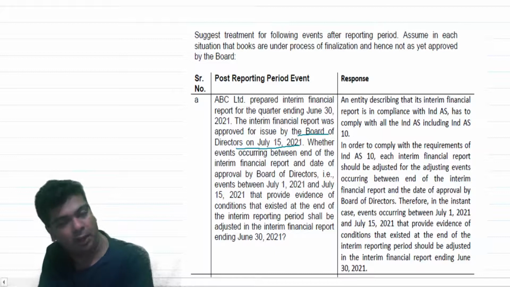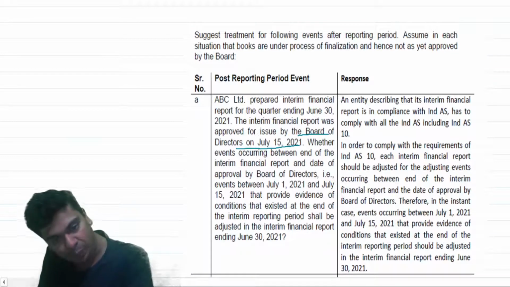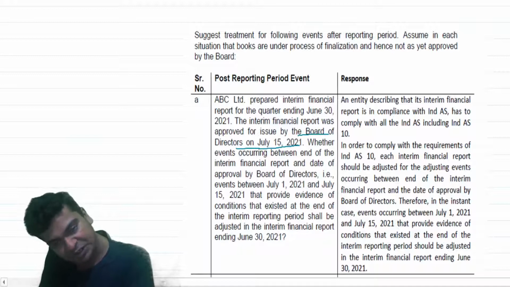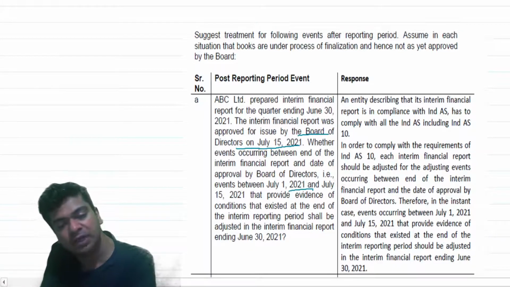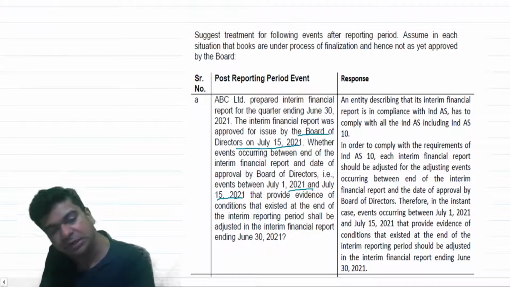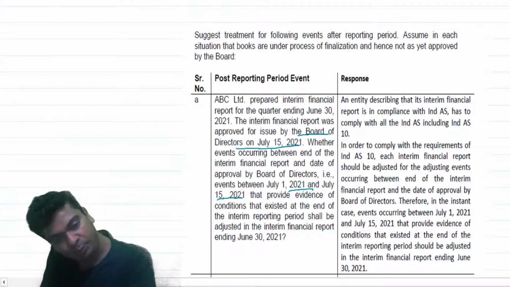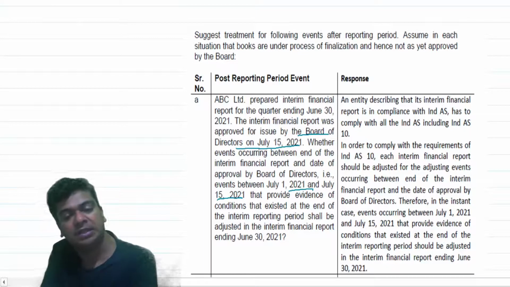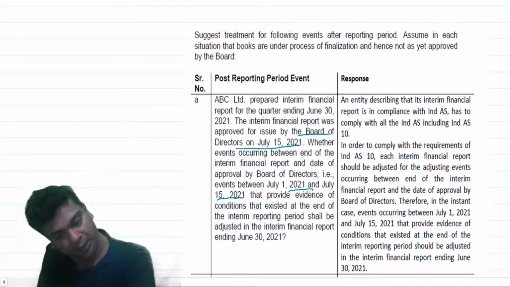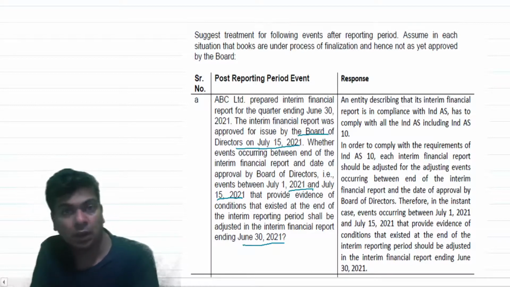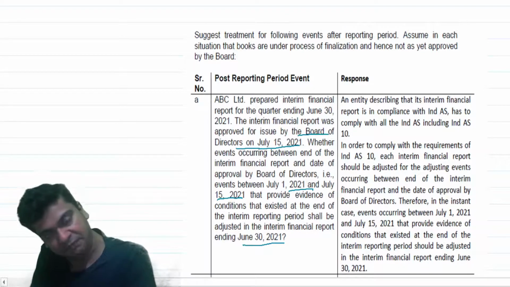Whether events occurring between the end of the interim financial report and date of approval by the board of directors, that is events between 1st July 2021 and July 15, 2021, that provide evidence of conditions that existed at the end of the interim reporting period, shall be adjusted in the interim financial report ending 30th June 2021. They are giving us a reference to interim financial reports.